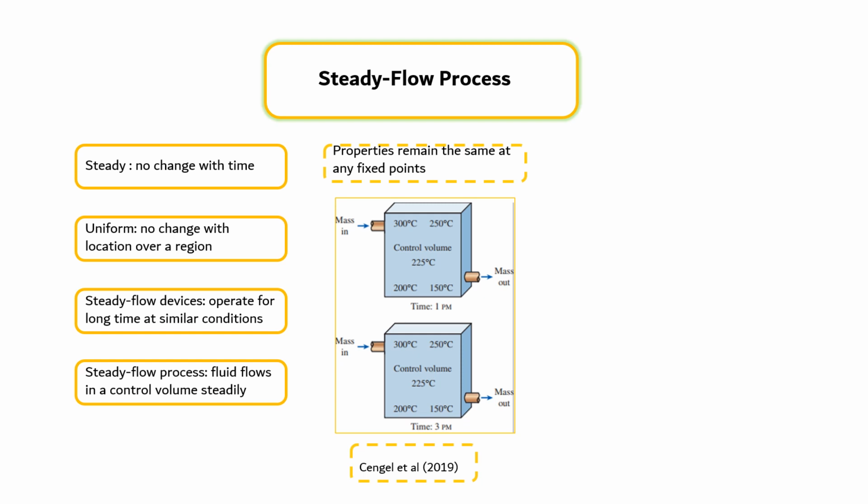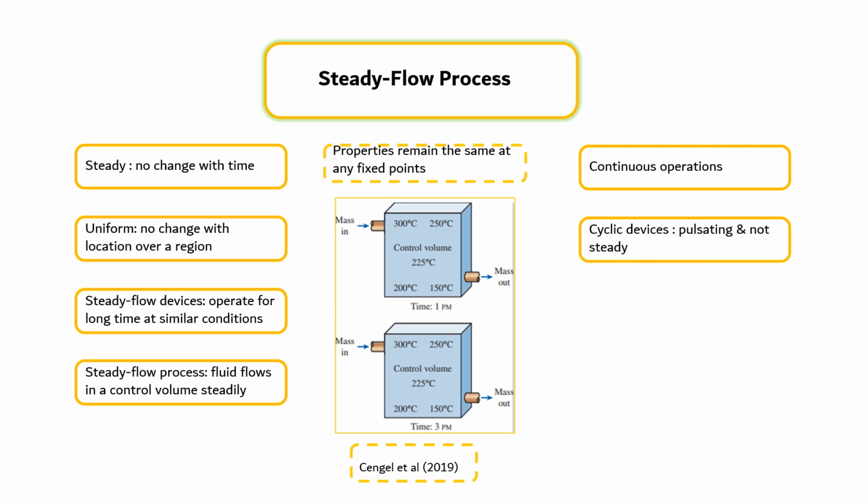Therefore, the volume V, the mass m, and the total energy content E of the control volume remain constant during a steady flow process. Steady flow conditions can be closely approximated by devices that are intended for continuous operation, such as pumps, boilers, condensers, and heat exchangers, or power plants or refrigeration systems.